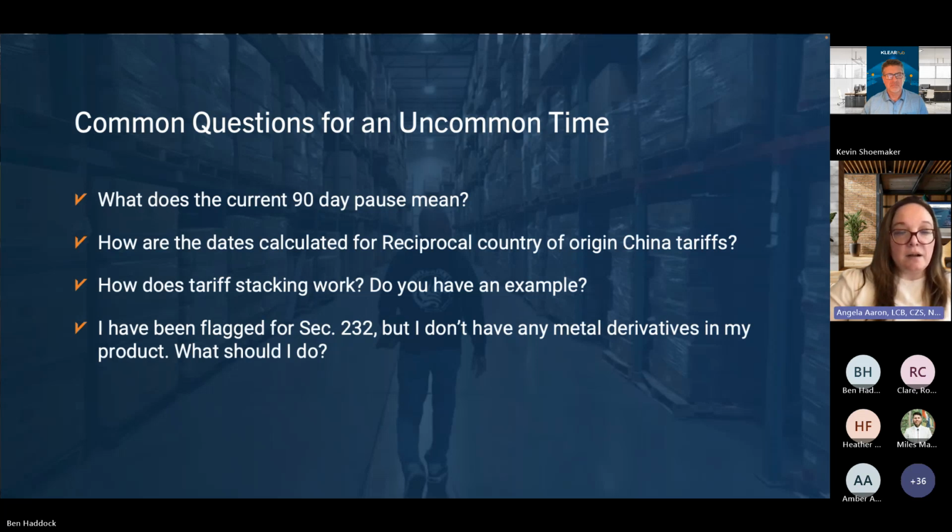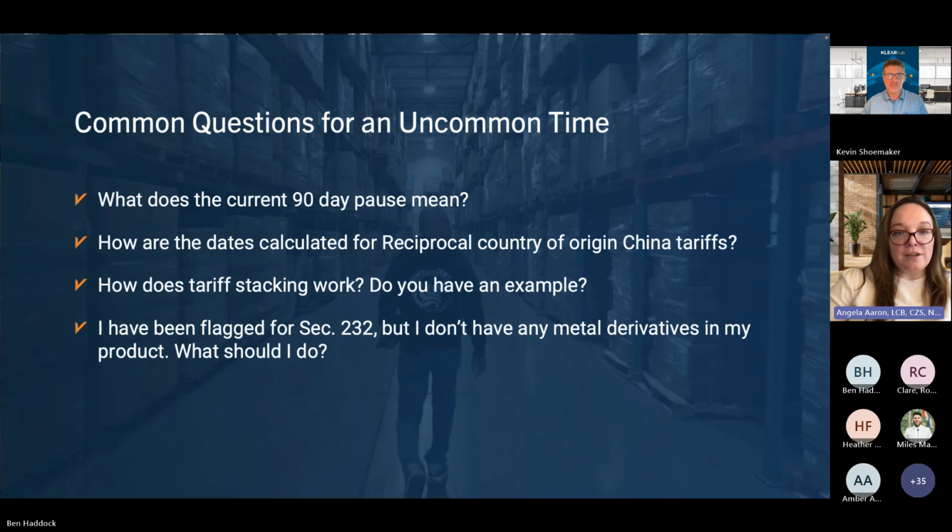And I've seen a lot of these scenarios myself where there just isn't any metal, where statistically speaking, the Trump administration thought this HTS code would contain metal, but it just doesn't. And so when that happens, the broker has to declare 232. They have to acknowledge the 232 flag, but they acknowledge it with zero value. There's no tariff assessed.